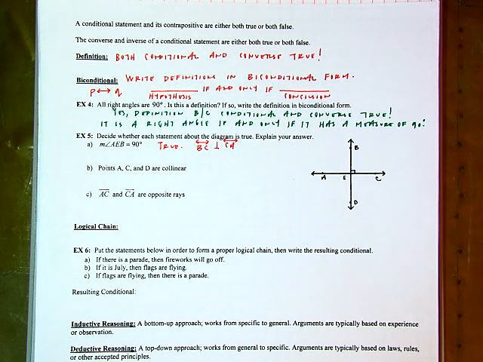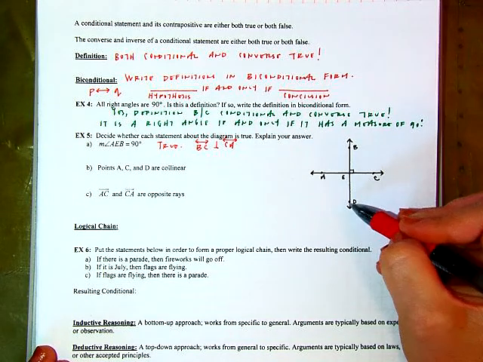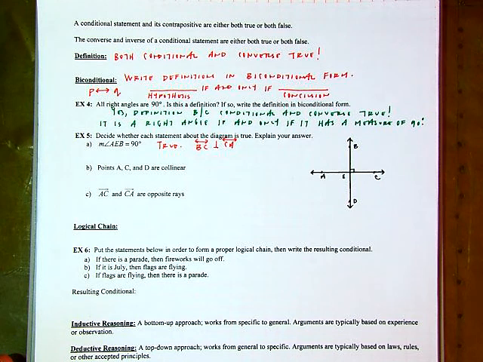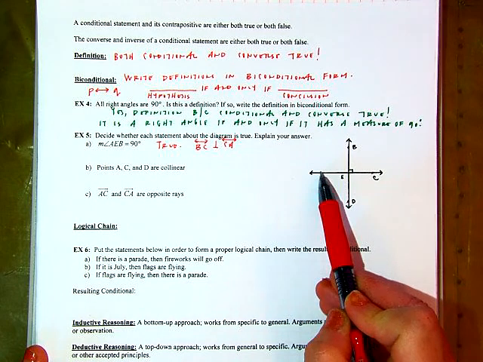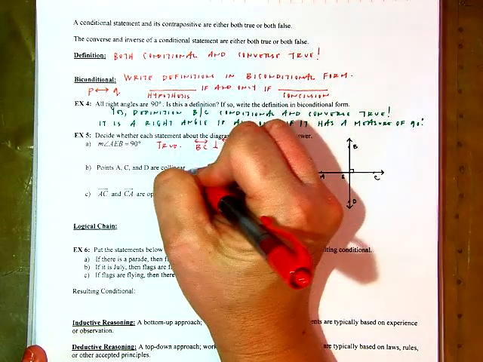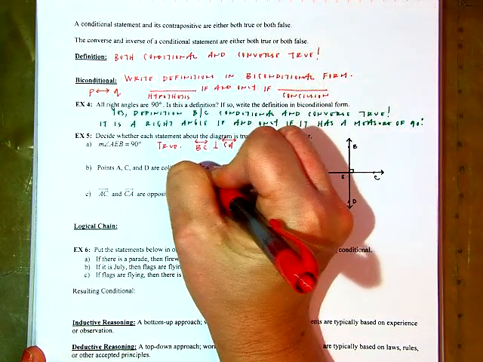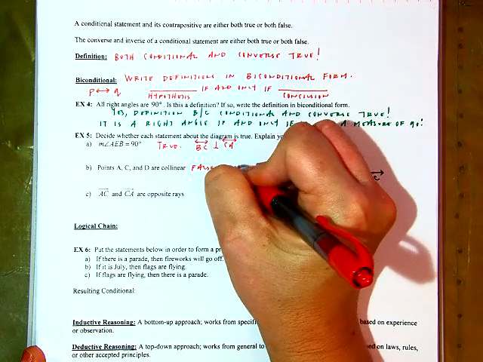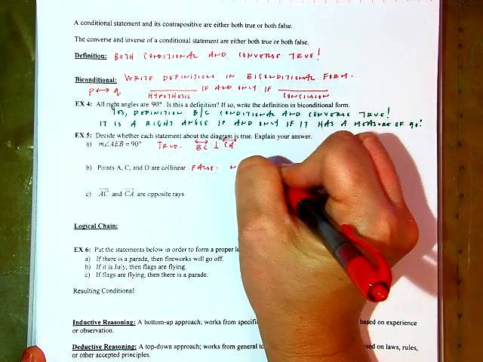Okay, next, points A, C, and D. So A, C, and D are collinear. Well, that's false, right? They're non-collinear. All three of them are not all on the same straight pathway. These points, A, E, and C, those would be collinear. So I'm going to say false, and I'm saying they are non-collinear points.